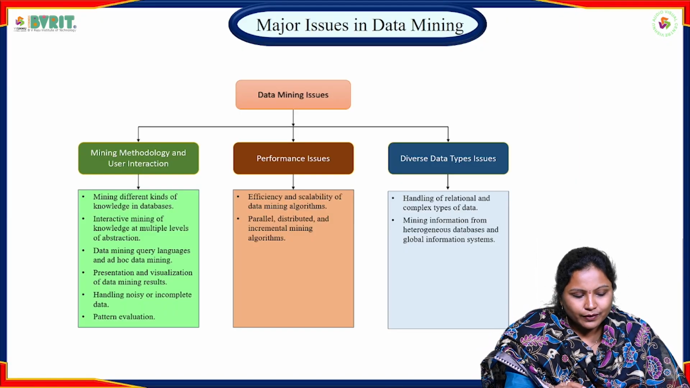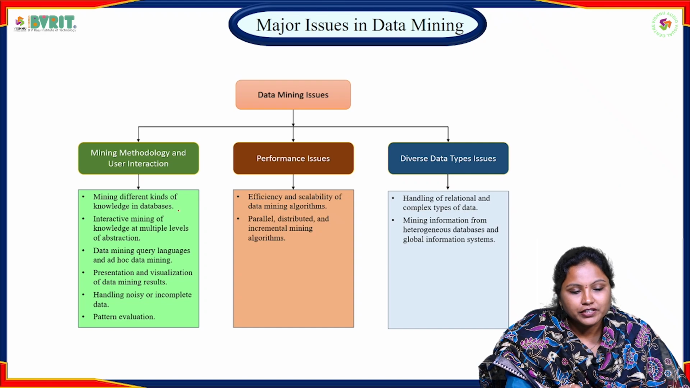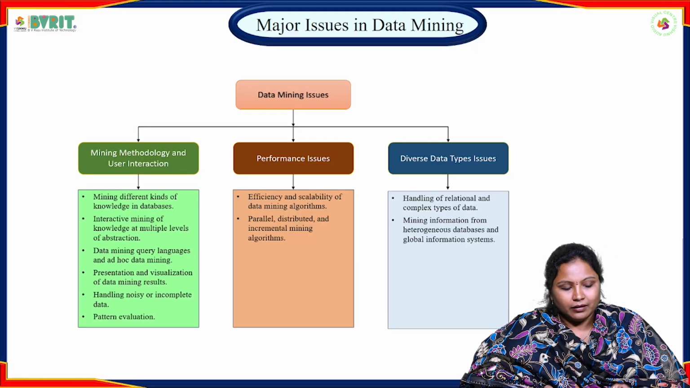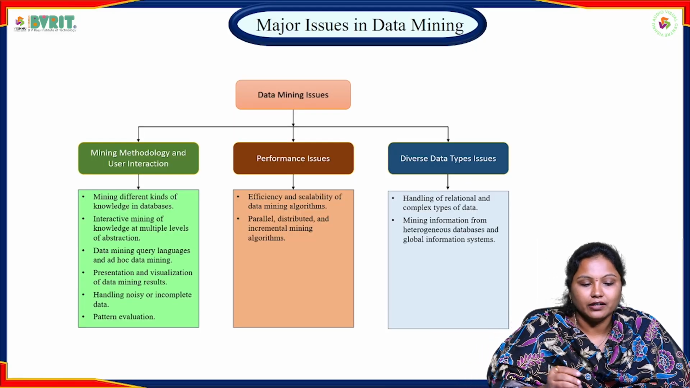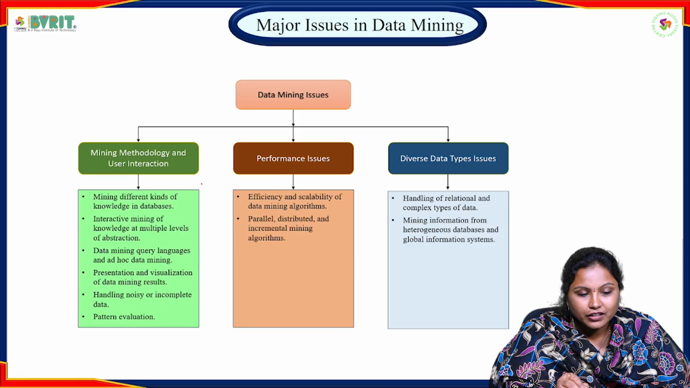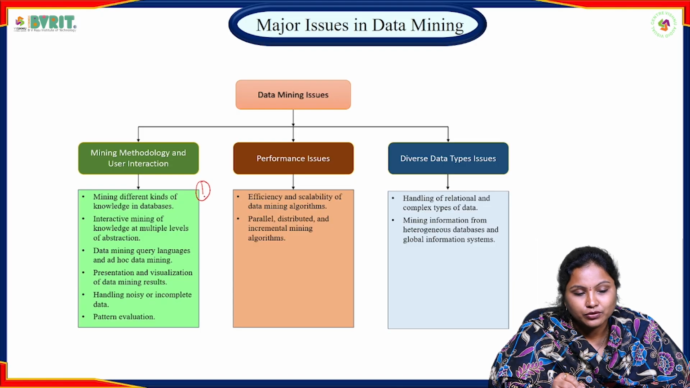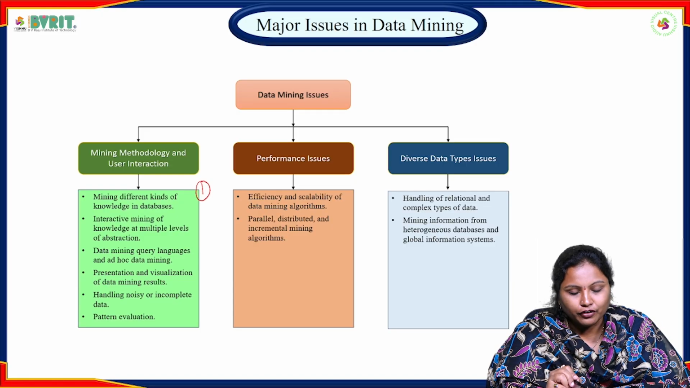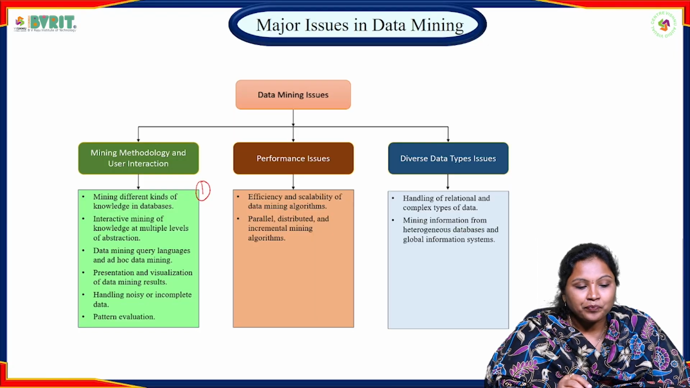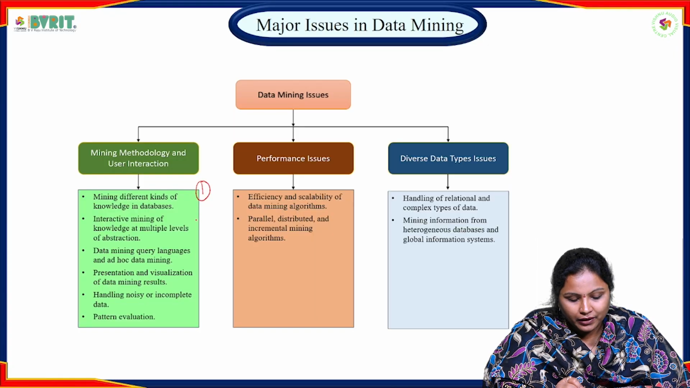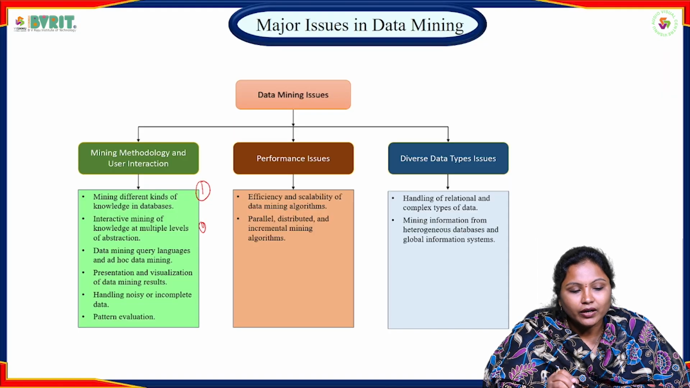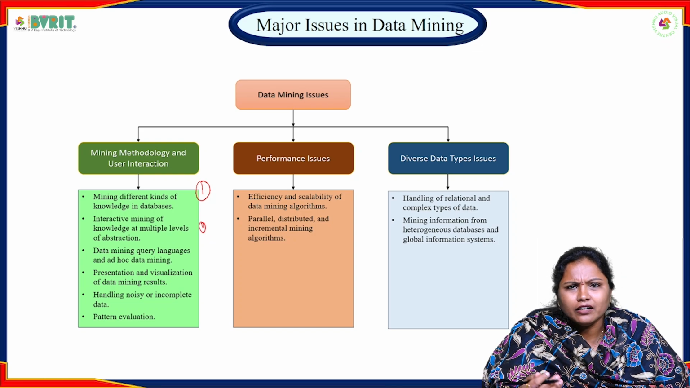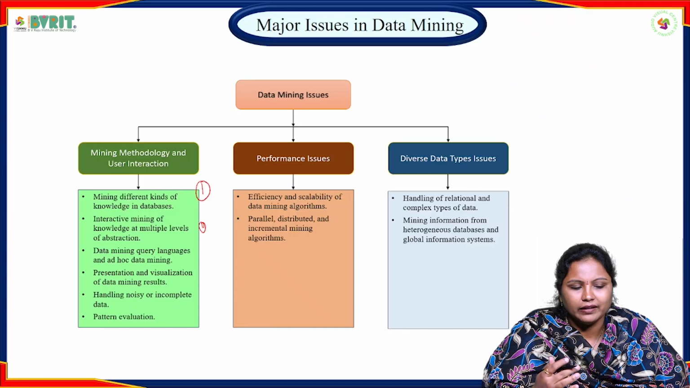The first one is mining different kinds of knowledge in databases. So the first major issue, according to user interaction, is mining different kinds of knowledge in databases. And the other one is interactive mining of knowledge at multiple levels of abstraction. So this is the second one. If you have different levels, wherever we require data, we want to mine the data, right?